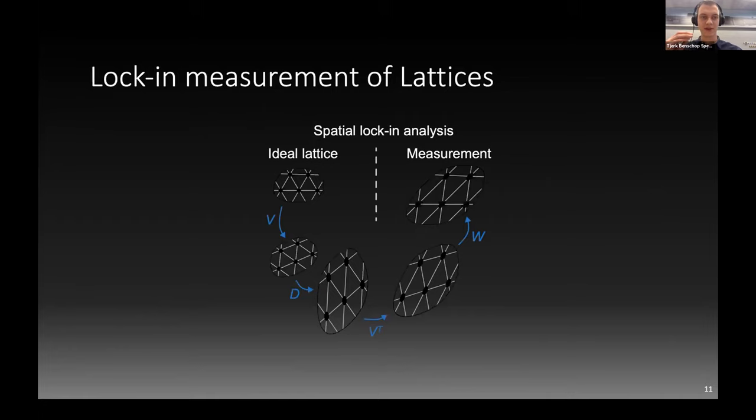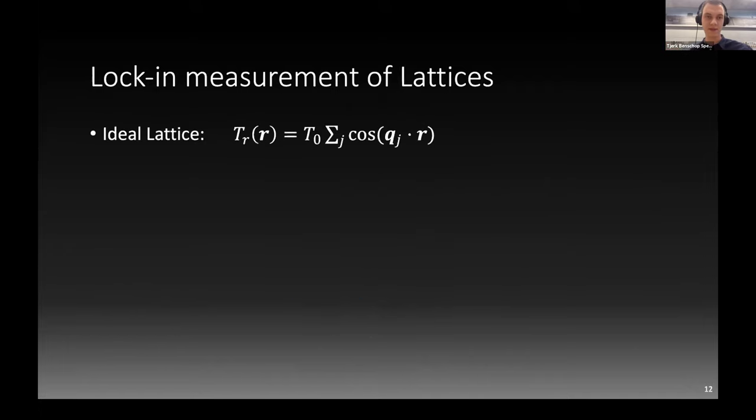So the spatial lock-in algorithm is basically based upon comparing your measured lattice with a pristine, unstrained ideal lattice. And then the key of this algorithm will be to find some sort of transformation from your ideal lattice to your measured lattice or vice versa. And then this transformation tells you something about the intrinsic strain that is present in your device.